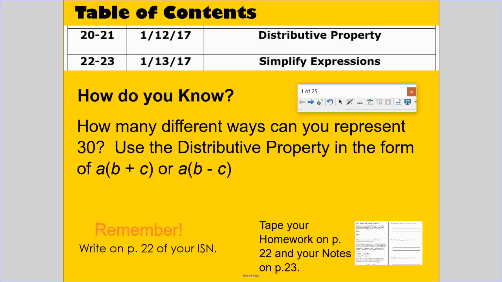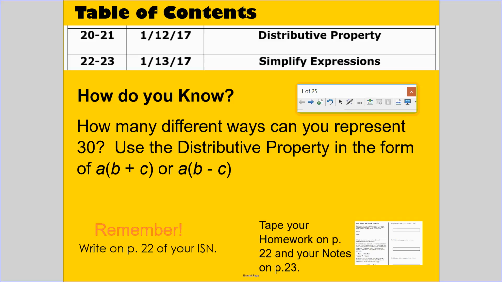How many different ways can you represent the number 30 using the distributive property in the form of A times the quantity of B plus C, or A times the quantity of B minus C? So let's look at the first one.